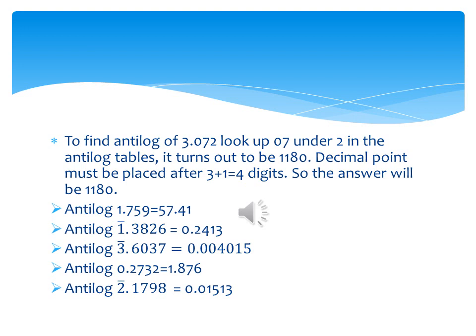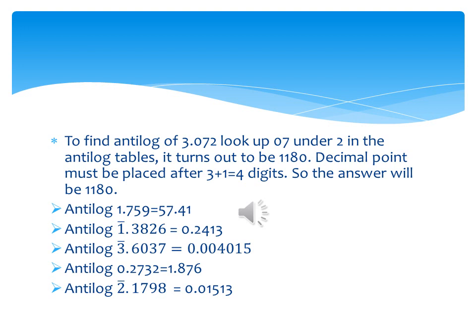So to find the antilog of 1.759, look at 75 under 9 in the antilog tables. Since you have 1 point, after 2 digits you put the decimal point. Bar 1.3826: the antilog will be 0 point because of the bar 1, 38 under 2 and 6 from the table. Bar 3.6037: 60 under 3 and 7 from the table. Because of the bar 3 you put 0.00 and then put the value.